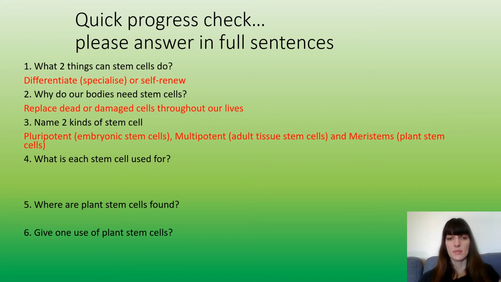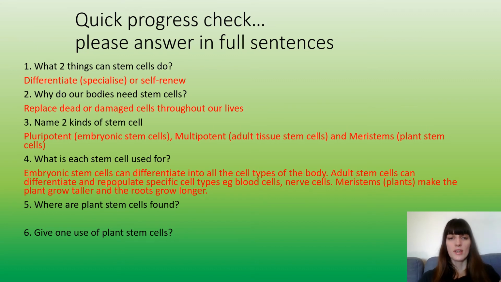What is each stem cell used for? Embryonic stem cells can differentiate into all the cell types of the body. Adult stem cells can differentiate and repopulate specific cell types, e.g. blood cells, nerve cells. Meristems in plants make the plant grow taller and the roots grow longer.